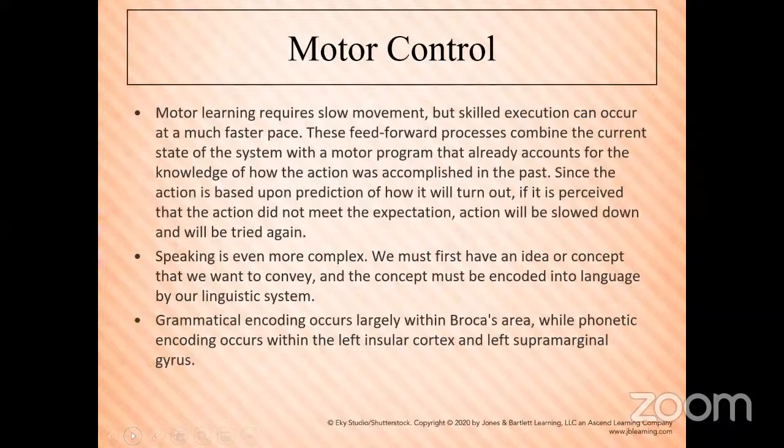We must first have an idea or a concept that we want to convey. That is often generated in the prefrontal cortex, say Brodmann area 6, and the concept must be encoded into language by our linguistic system. That's important. Then grammatical encoding occurs, because language has rules and regulations, which are largely within the Broca's area.